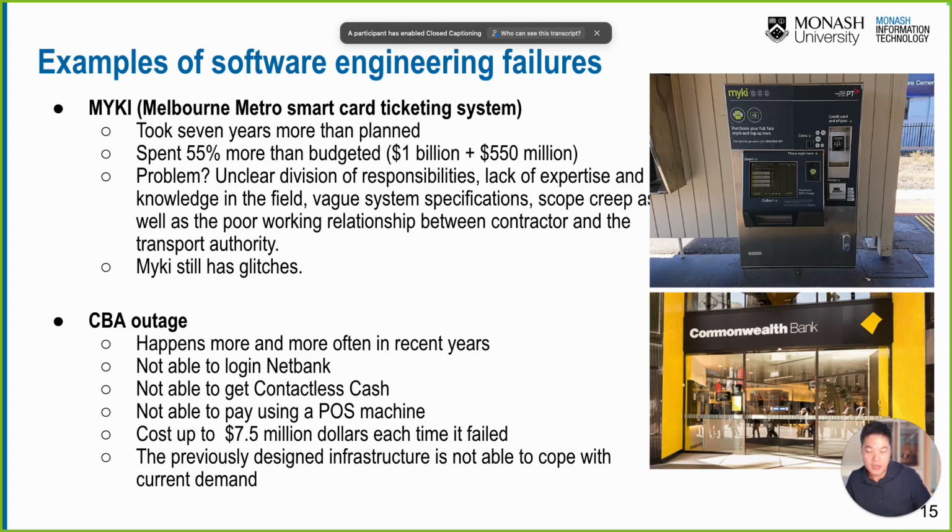And what is the problem? They found that there were unclear divisions of responsibility, lack of expertise, scope creep, as well as a poor working relationship between the contractor and the transport authority, right? And at the end, when they deployed the system, it had glitches as well. So it's not really perfect. It's not fully tested, that kind of thing. It's not reliable, and it impacts end users like us, right? That's why software engineering is very important. How can we optimize this kind of process and make sure that we develop software efficiently and reliably?